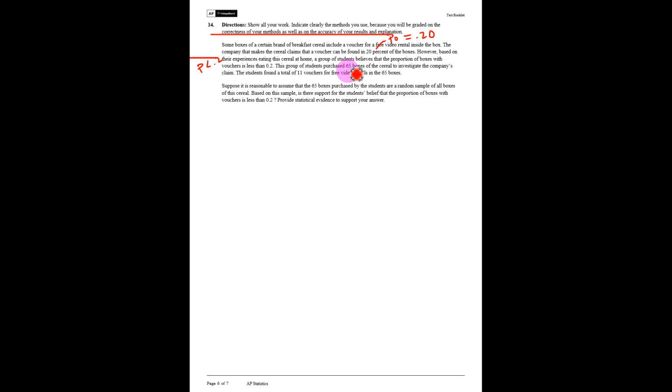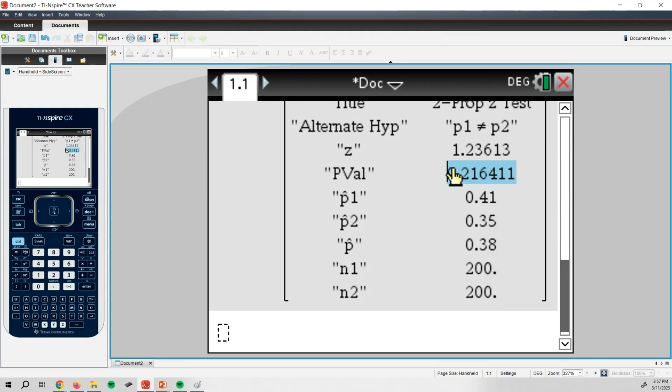This group of students purchased 65 boxes of the cereal and investigated. Students found 11 vouchers for a free video rental in the 65 boxes. Suppose it is reasonable to assume that the 65 boxes purchased by students is a random sample of all boxes of the cereal. Based on the sample, is there support for the students' belief that the proportion of boxes with vouchers is less than 20%? Statistical evidence for you. We're doing the 4 C's, but we can start by just throwing this all into our calculator and getting some answers. So this should just be a 1-prop.